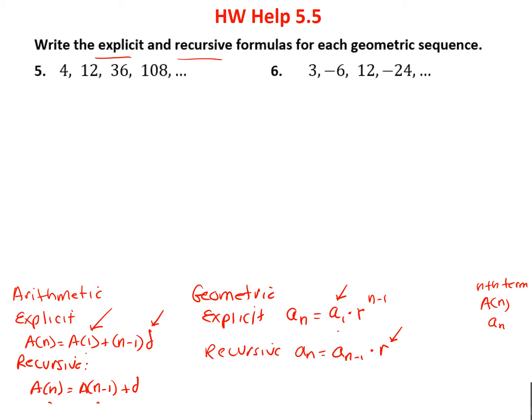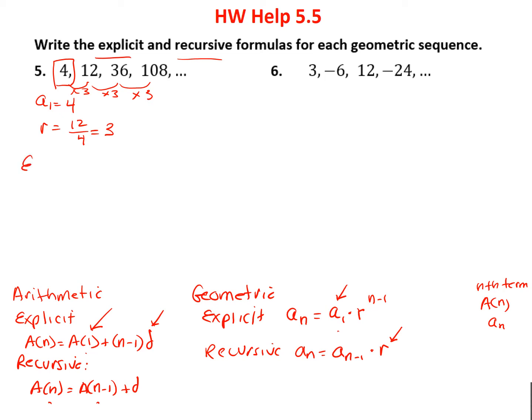What's the first term? Well, the first term is 4. So I'm just going to write down here that the first term equals 4. And then what's the common ratio? Well, if you look there, you can see that the common ratio, 12 divided by 4, is 3. In other words, each of these is being multiplied by 3. So now we can write our equation.